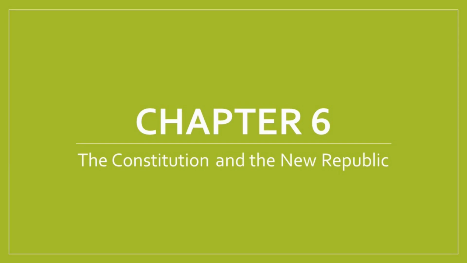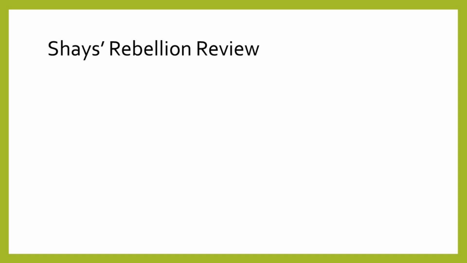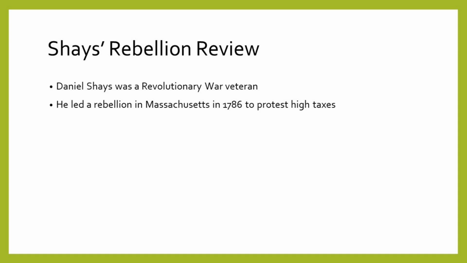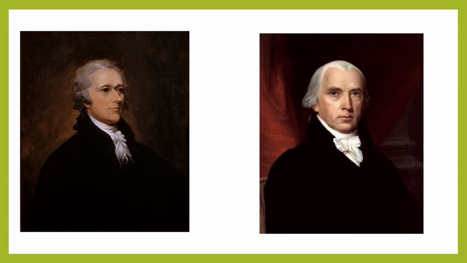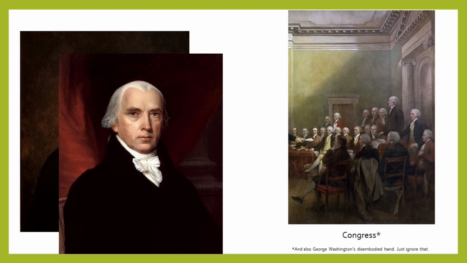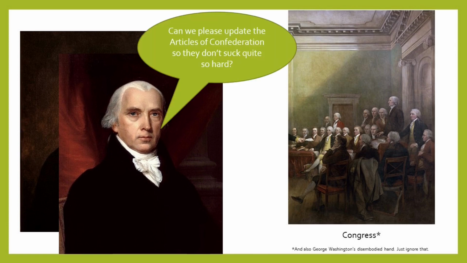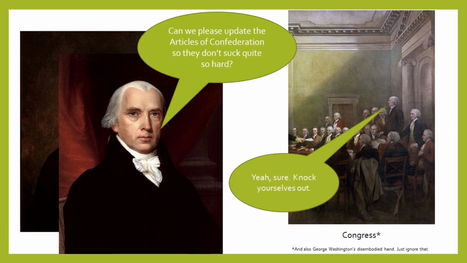Let's get into it. At the end of the previous episode, we talked about Shays' Rebellion, where a Revolutionary War veteran led an uprising in Massachusetts to protest the state's tax policies. In September of 1786, nationalists like Alexander Hamilton and James Madison used the turmoil of Shays' Rebellion to convince the other leaders of the country that drastic change was needed at the national level. Congress agreed to support a meeting in Philadelphia in 1787 for the purpose of updating the Articles of Confederation.